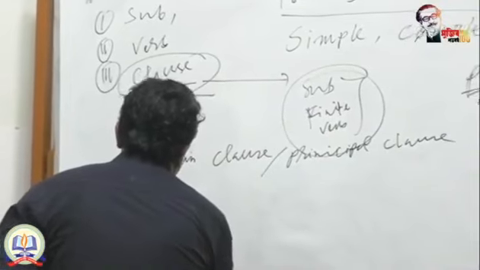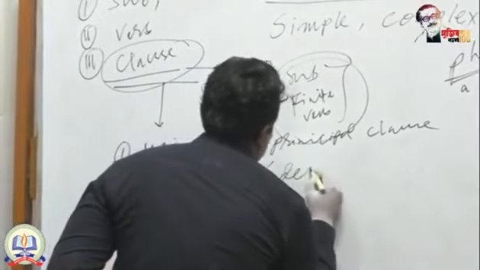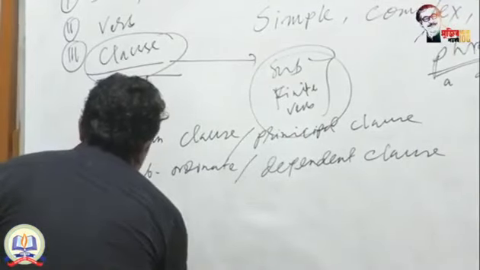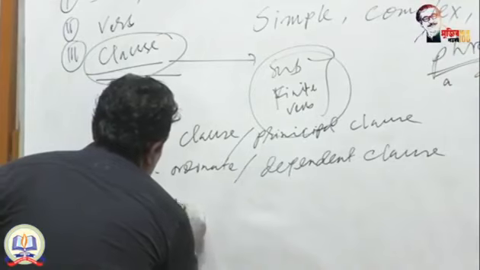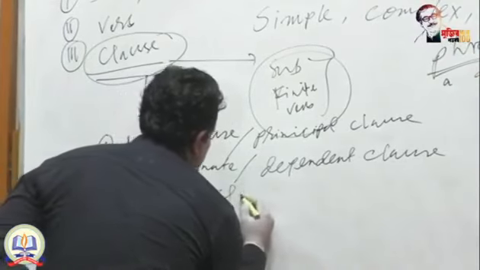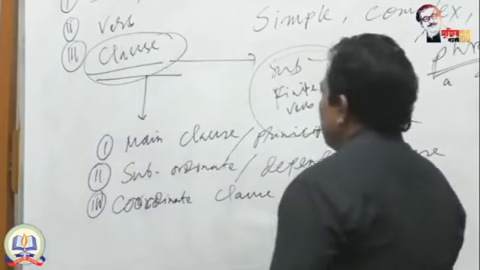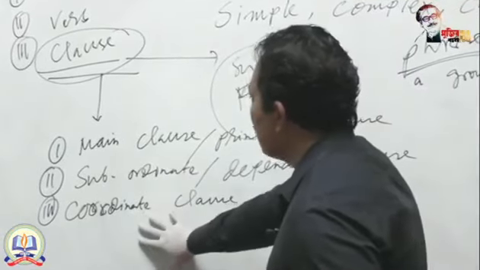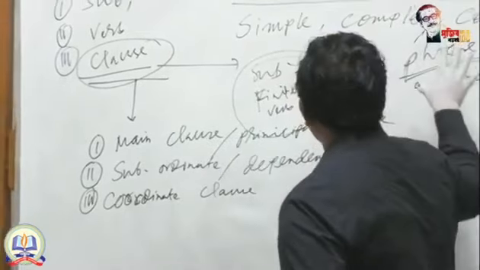Number 2, subordinate or dependent clause. Number 3, coordinate clause. There are 3 types of clauses: main clause, subordinate clause or coordinate clause. There are 3 types of clauses you will get in simple, complex or compound sentences.